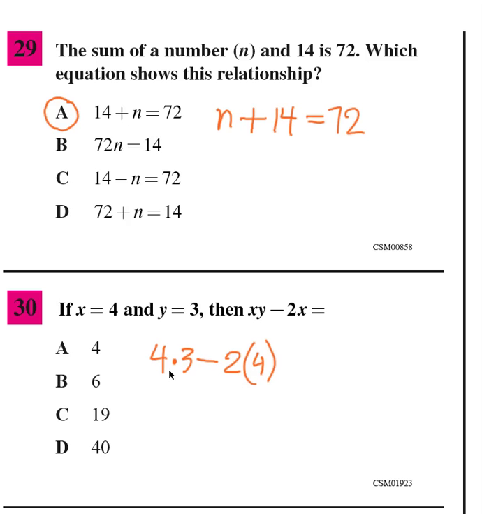Order of operations: multiplication, subtraction, multiplication. Multiplication is done first. 4 times 3 is 12, minus 2 times 4 is 8. We took care of the two multiplications. Subtraction: 12 minus 8, 4. The answer is A.